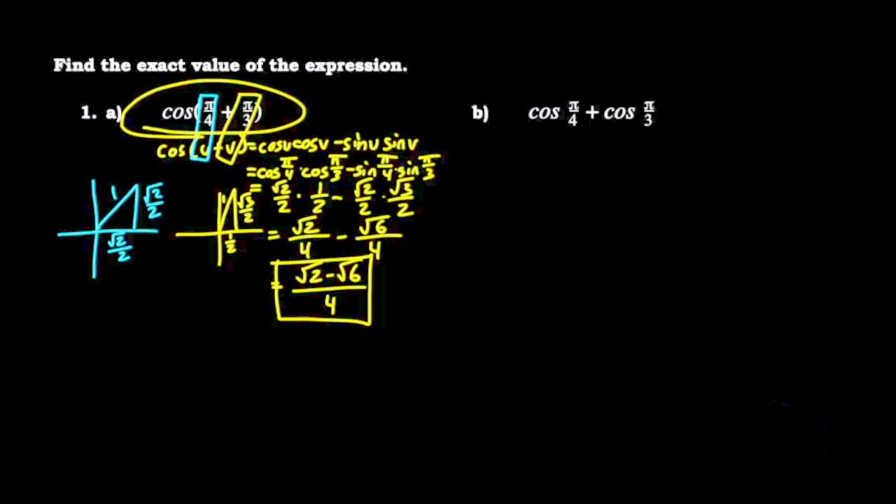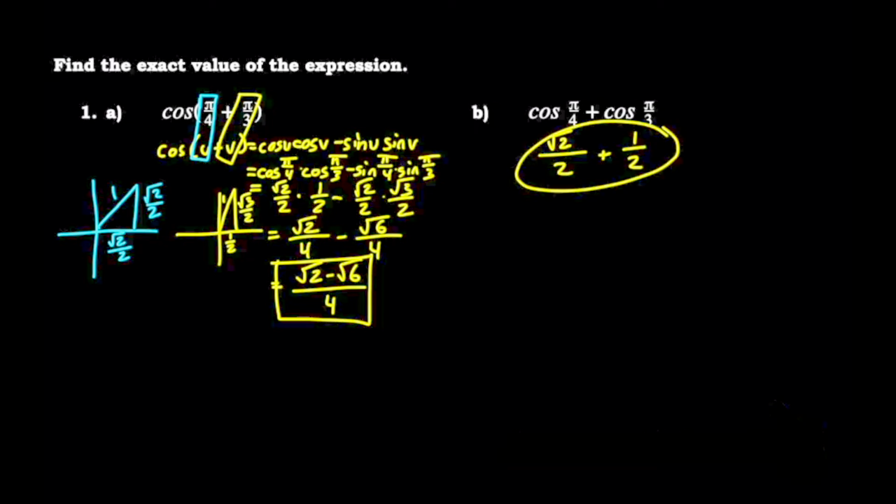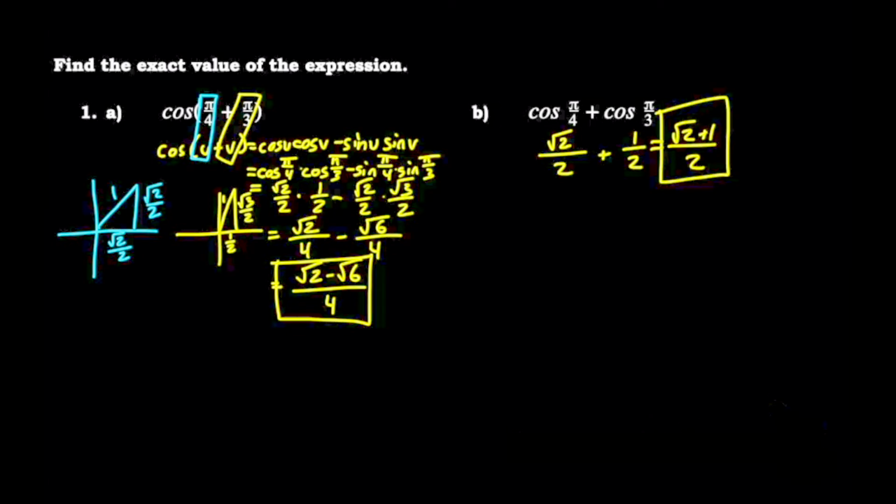That's the value of the cosine of pi over 4 plus pi over 3. Now if you compare that to cosine of pi over 4, which is just the square root of 2 over 2, plus cosine of pi over 3, which is 1/2, again we have fractions being added together, and they already have common denominators, so I can just put them together, and we've got the square root of 2 plus 1 over 2. And that value is not the same as the square root of 2 minus the square root of 6 over 4.